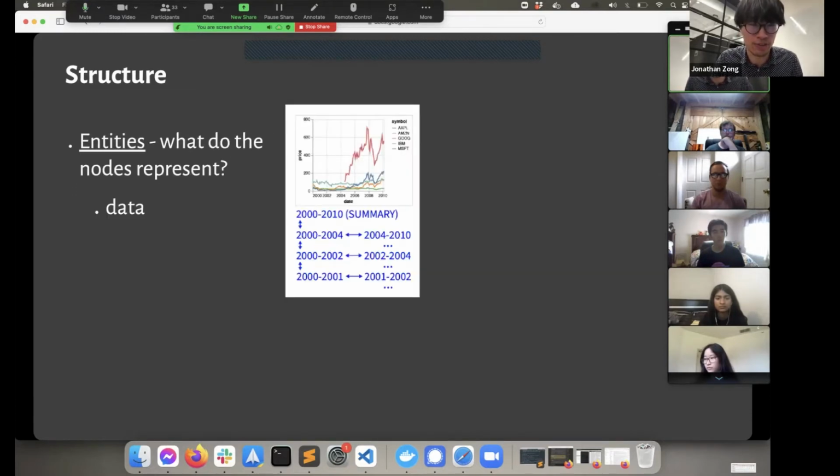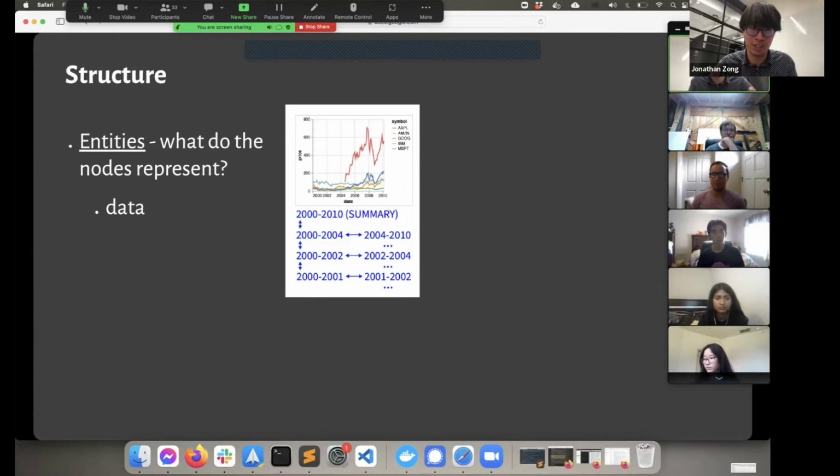So that's the form part of structure. And then the second part of structure is entities. By this, I just mean, what do the nodes represent, right? We tried a bunch of different prototypes of this. Different parts of the structure can represent things like data.